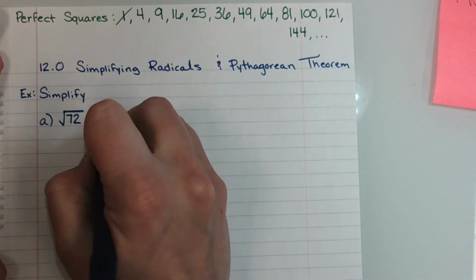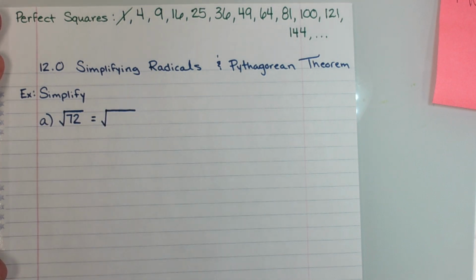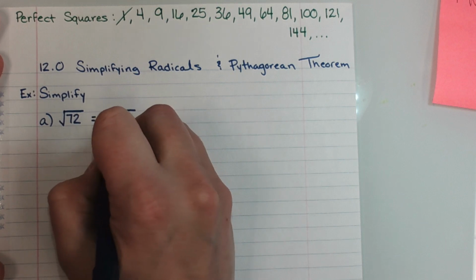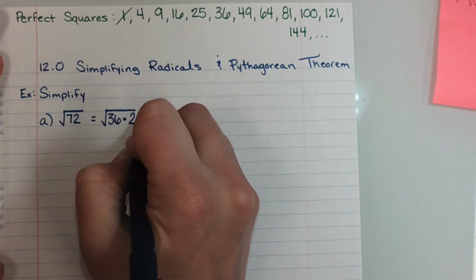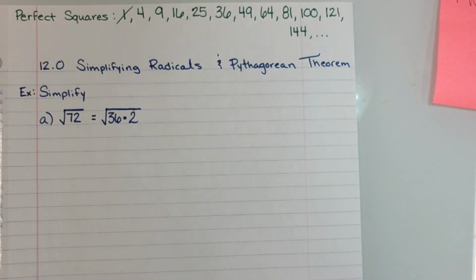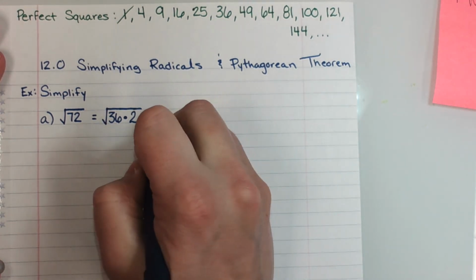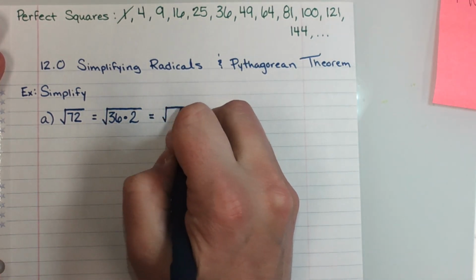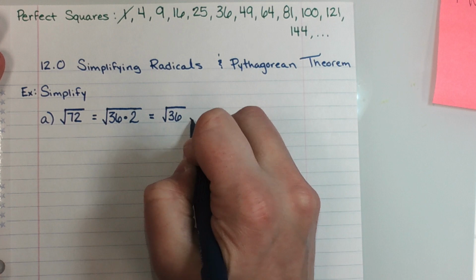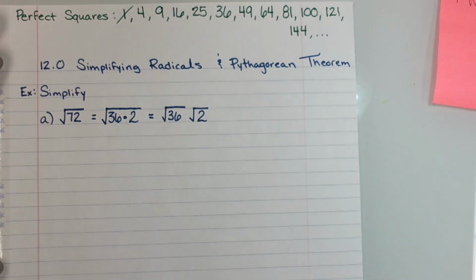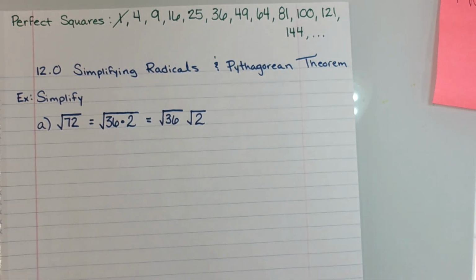Okay, specifically it is 36 times what to get 72? 36 times 2. So essentially what we're going to do is recognize what perfect square divides out of it, and it's that perfect square times what. Because with square roots, you can break them up if things are getting multiplied inside of them into 2 different square roots, one of each of the things being multiplied, or if there's more things being multiplied, break it up into more square roots.